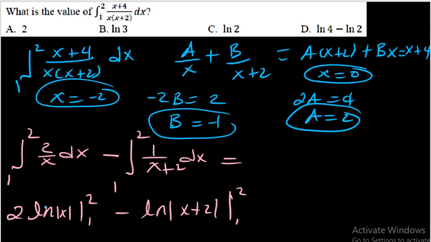Therefore, keep the first part outside. When you insert 2, ln 2 minus ln 1 is 0, so only ln 2 remains, minus again the second part. When you insert, it will be ln 4 minus ln 2. You know, minus means divide.